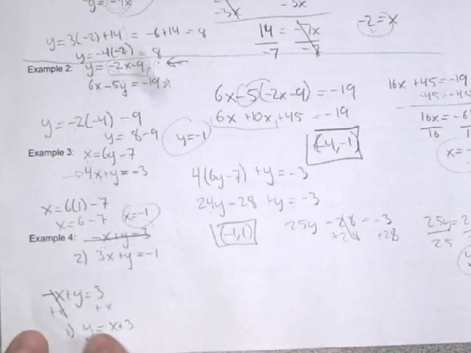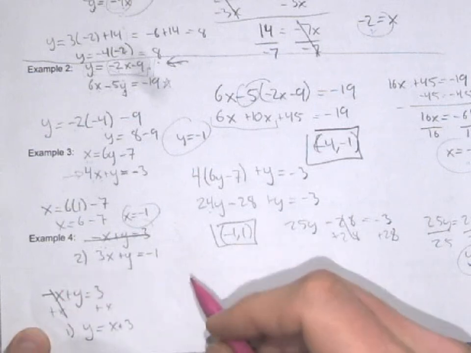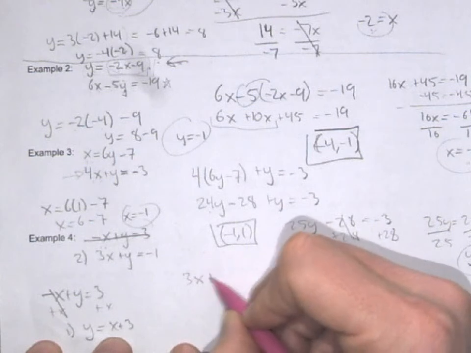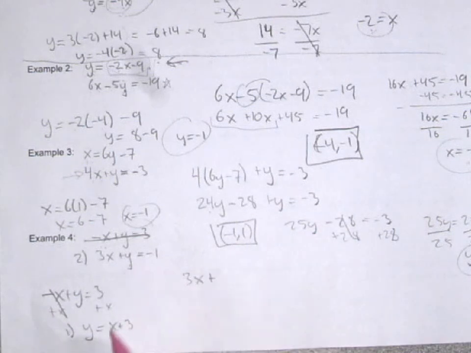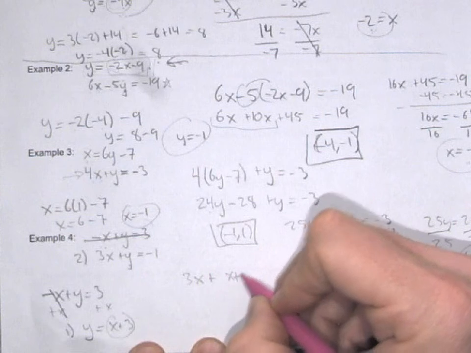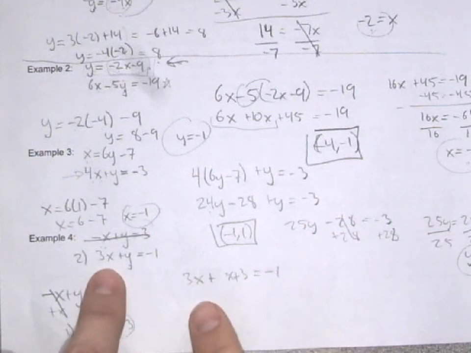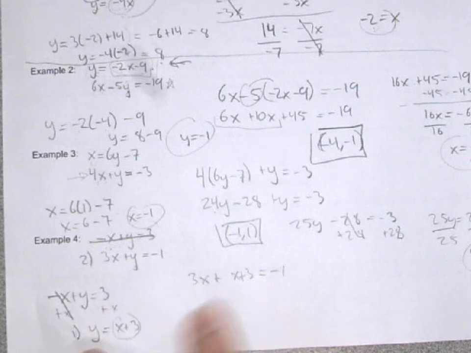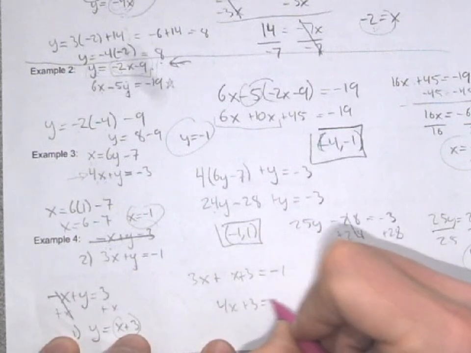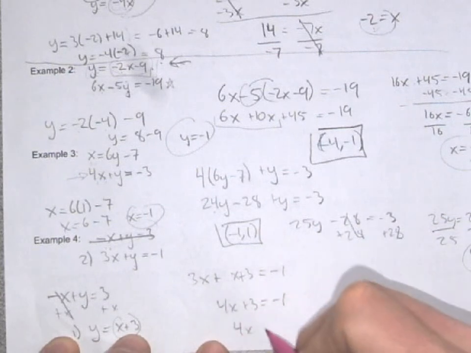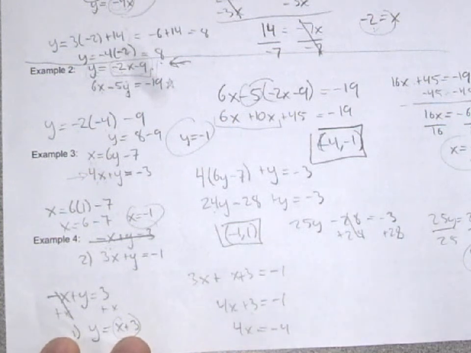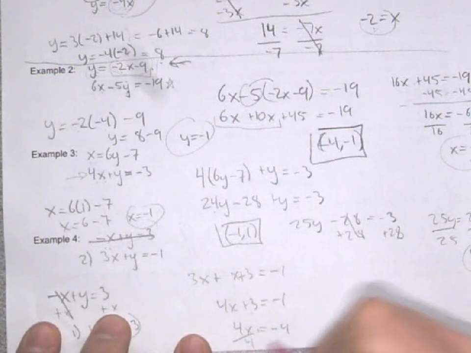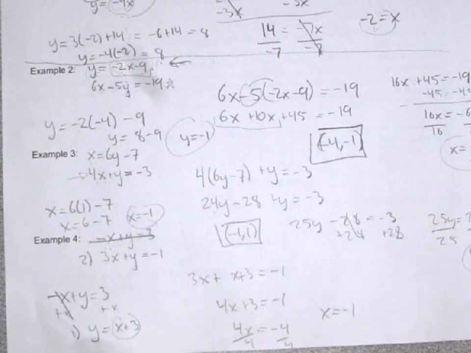Now I'm ready to substitute. I can take this stuff and put it right here. So I'm going to rewrite equation 2, but as soon as I see a y, I'm going to replace it with this. So 3x plus y equals negative 1. I just replaced y with x plus 3. Combine like terms: 4x plus 3 equals negative 1. So 4x equals negative 4 if I subtract 3 from both sides. Divide both sides by 4, and x equals negative 1.